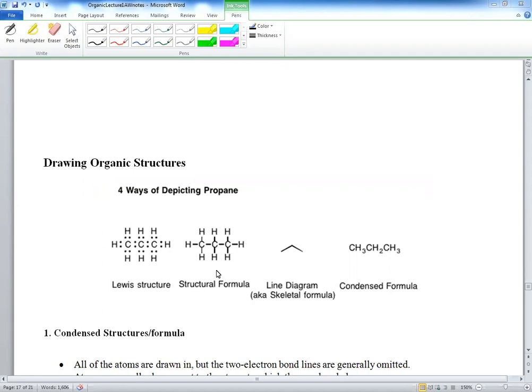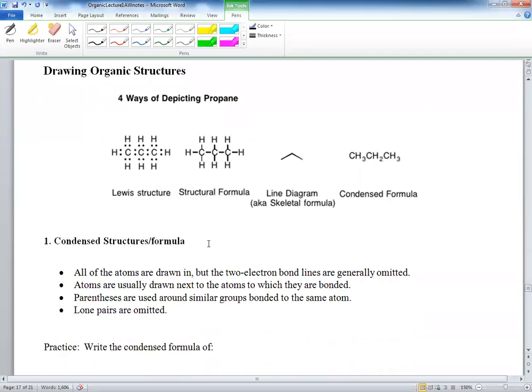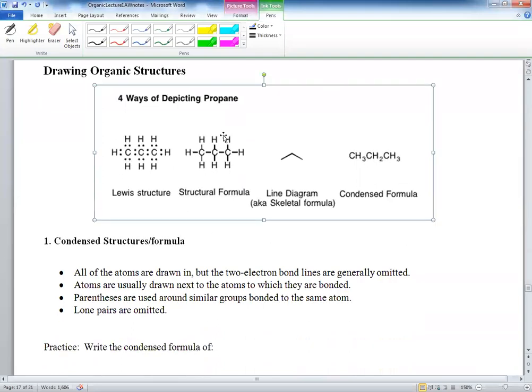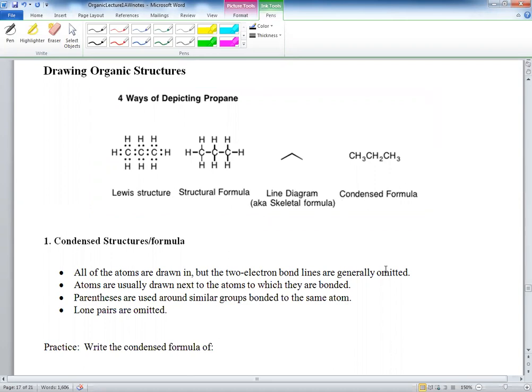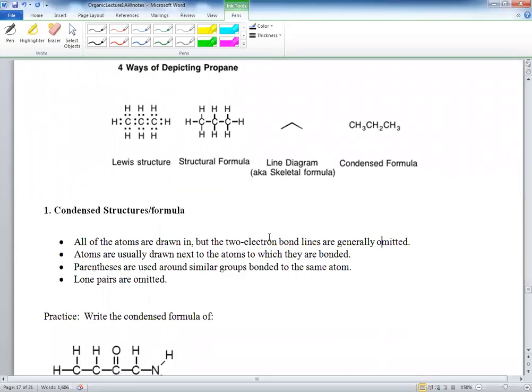Second one, probably more used, is structural formulas. Condensed formulas are also present. Now these you won't see anymore. So let's begin with condensed formulas, because these, we already talked about them in Lewis structures and structural formulas, but the main two we need to learn today is condensed and skeletal structures.